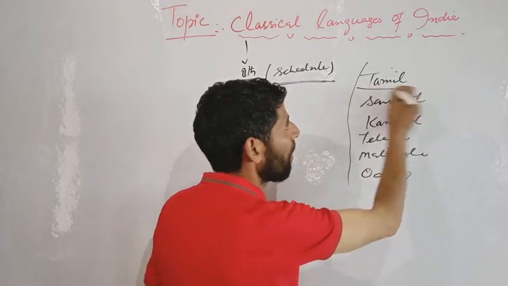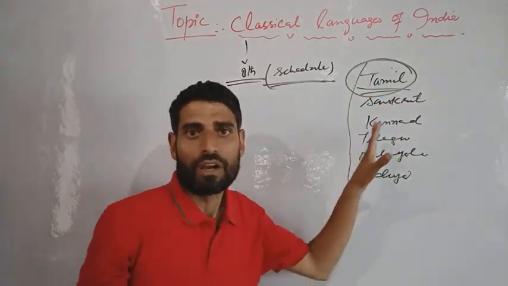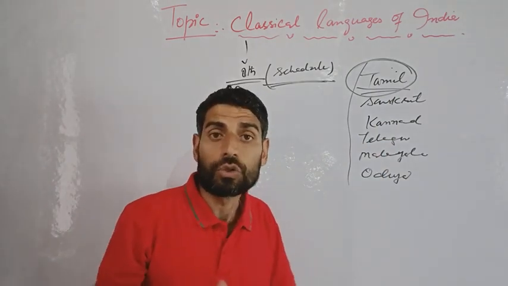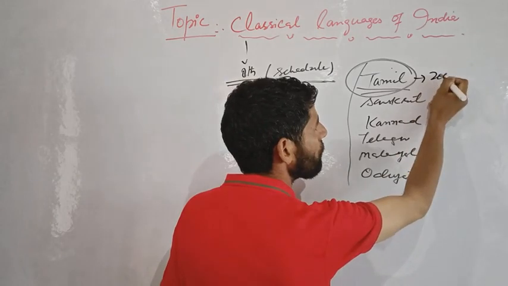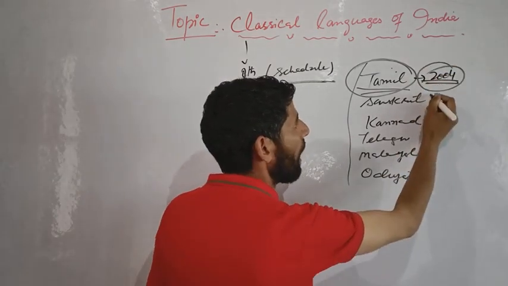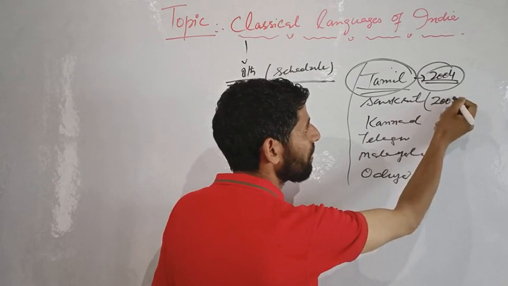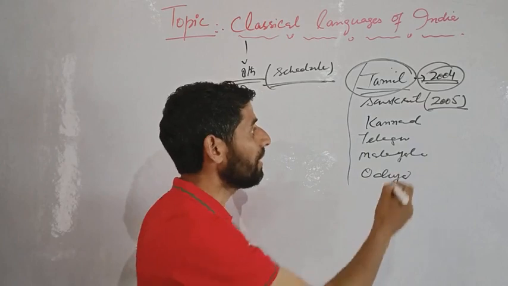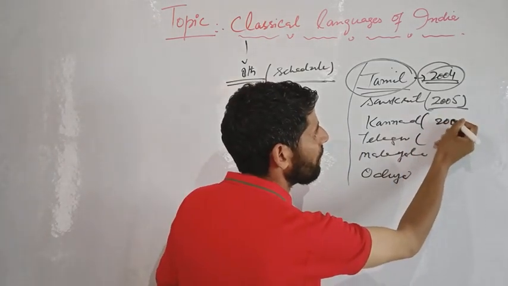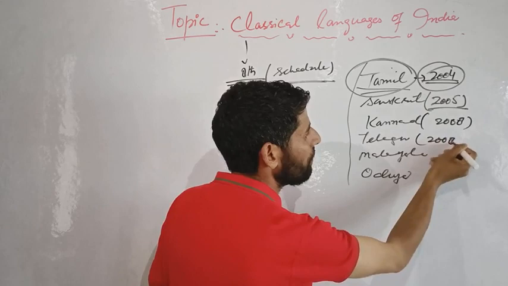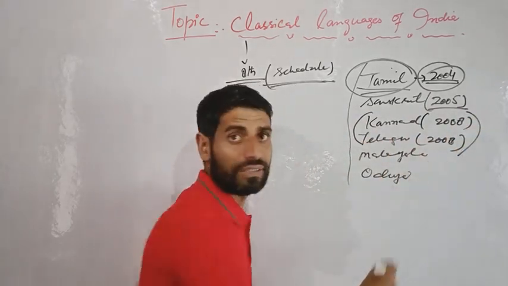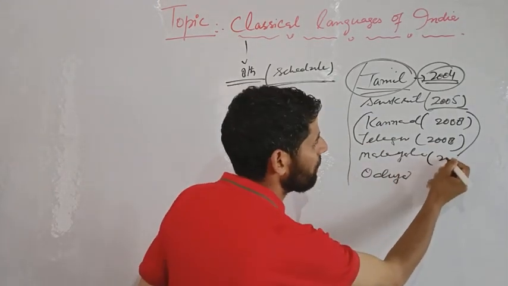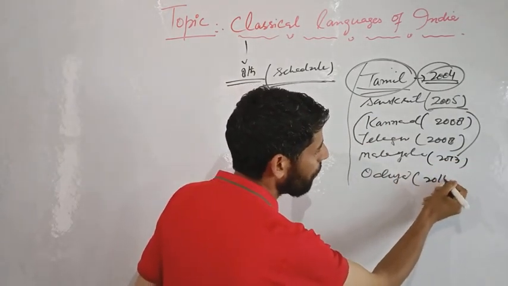So Tamil is the first classical language. It was declared a classical language in the year 2004. After that, Sanskrit was declared a classical language in the year 2005. Kannada and Telugu were granted classical status in the year 2008, Malayalam in 2013, and Odia in 2014.